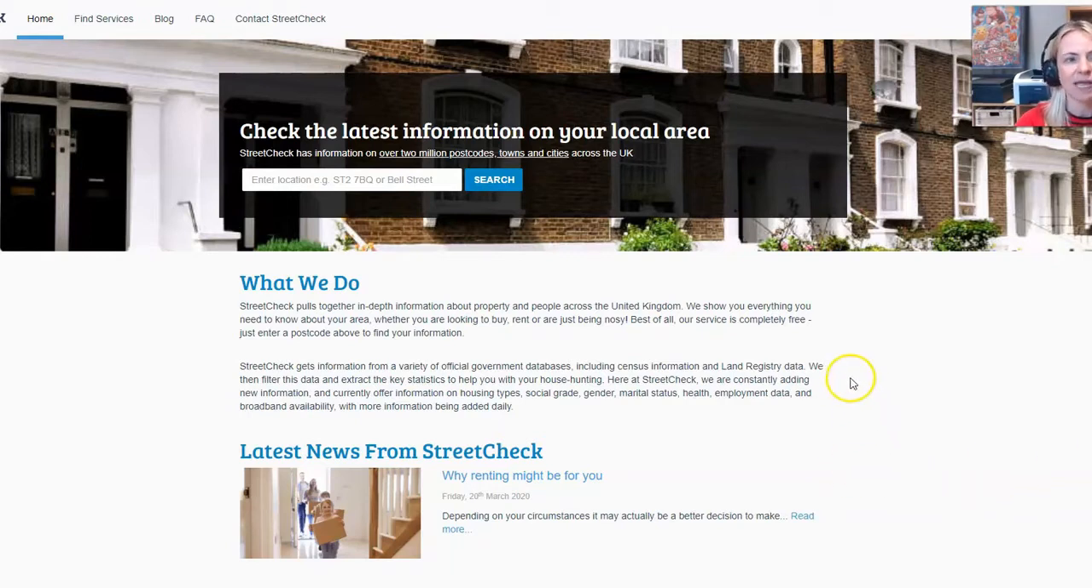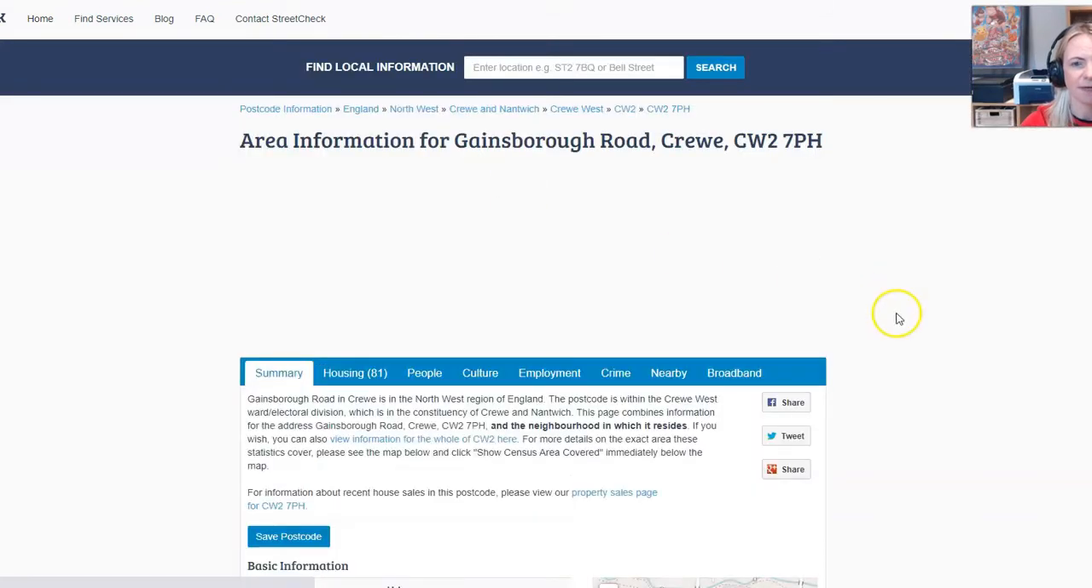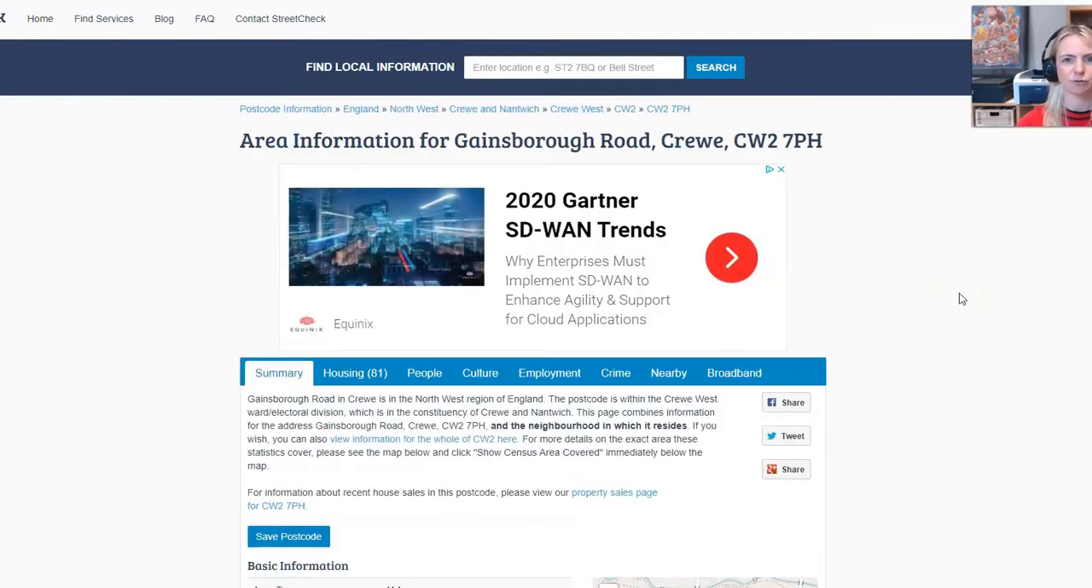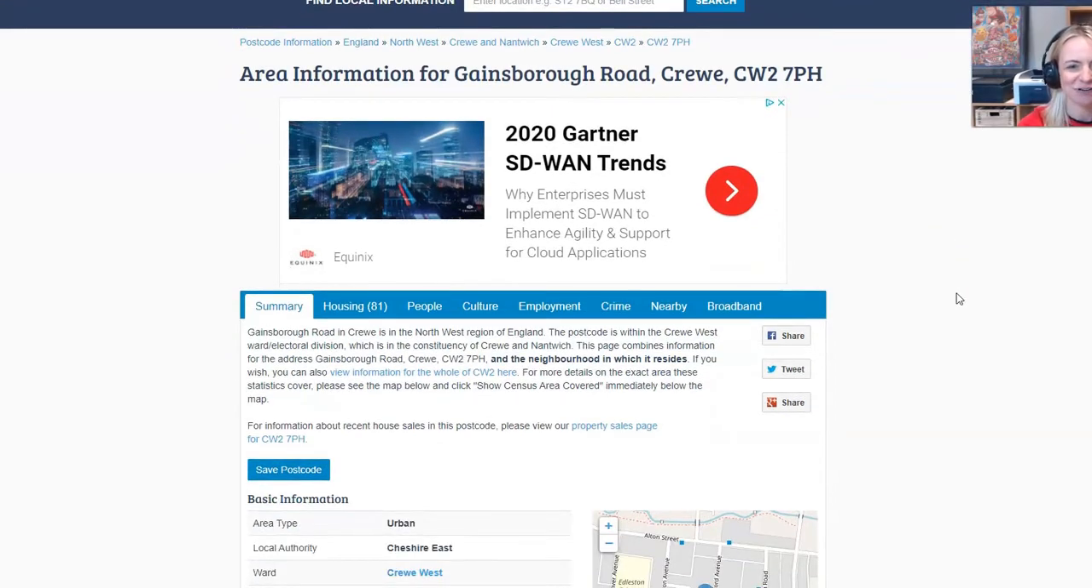So this is the front page of streetcheck.co.uk, and I'm going to put in a postcode for a property that we own. So the postcode is for a property in Crewe, so I'm going to search on that particular postcode, and Gainsborough Road, Crewe comes up. And I have a couple of HMOs on this particular street.